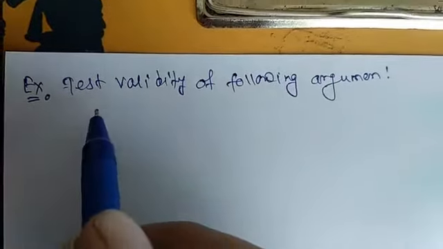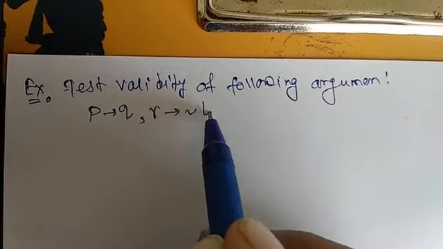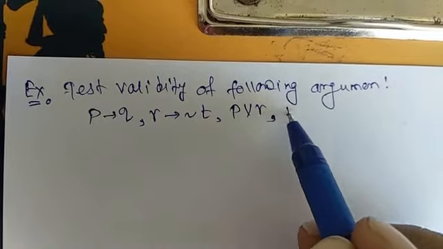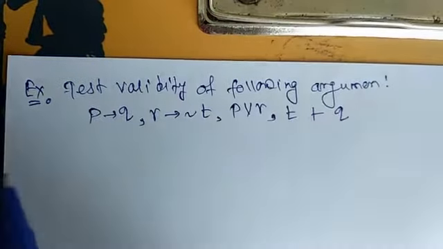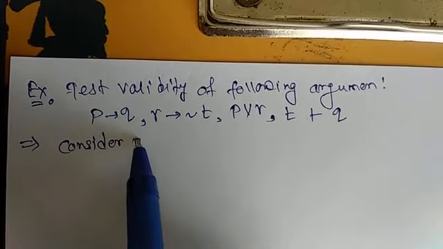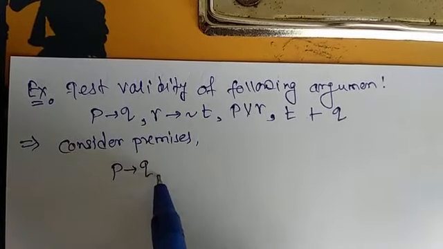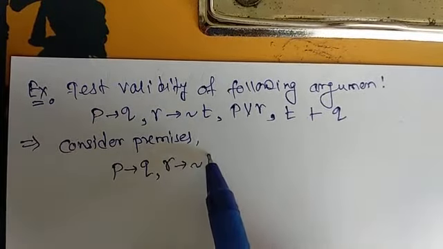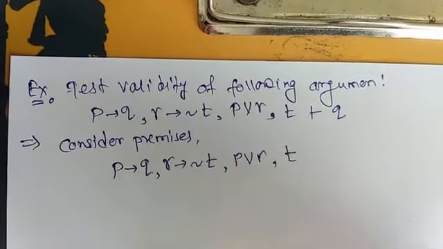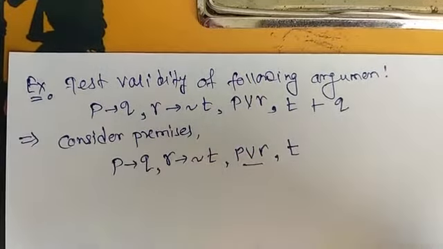The argument is: p implies q, r implies negation t, p or r, t, and the conclusion is q. Okay, so consider the premises. The premises are p implies q, r implies negation t, p or r, t. Now here, first we convert the or into implies form.